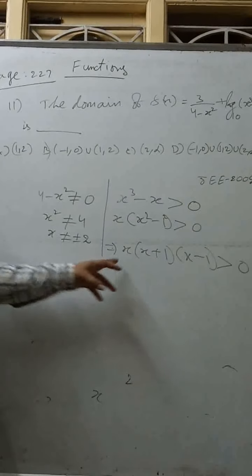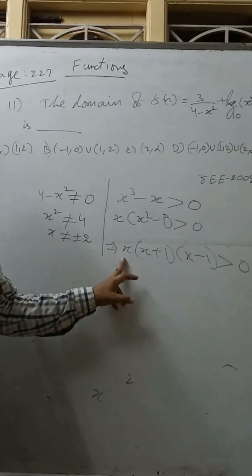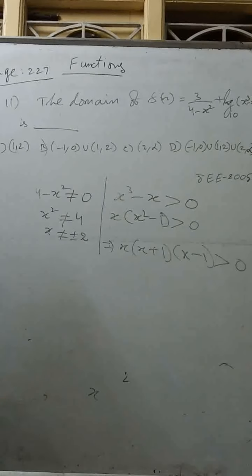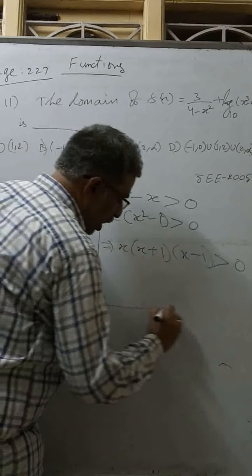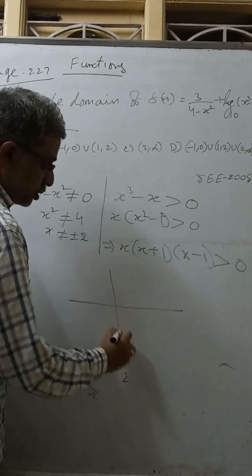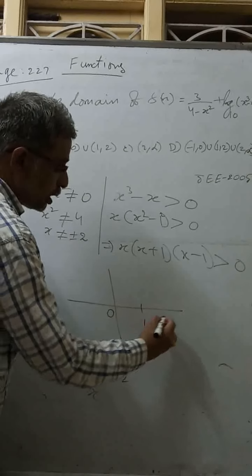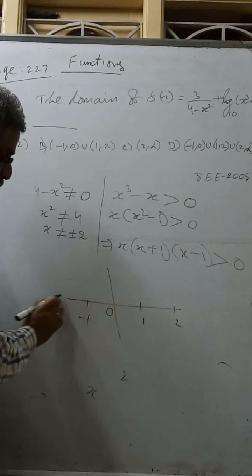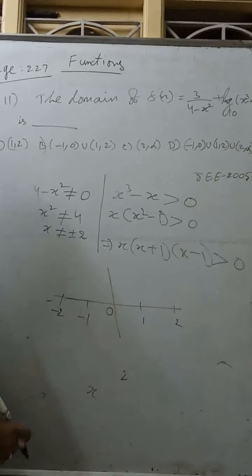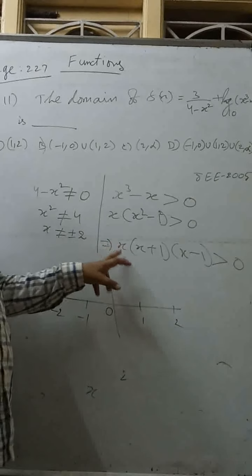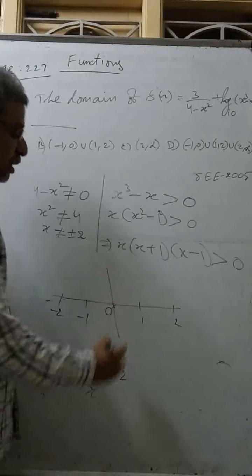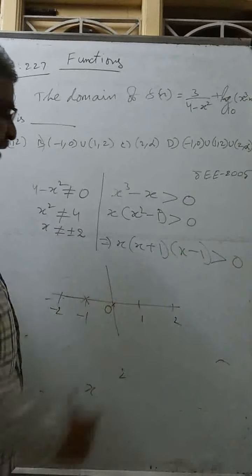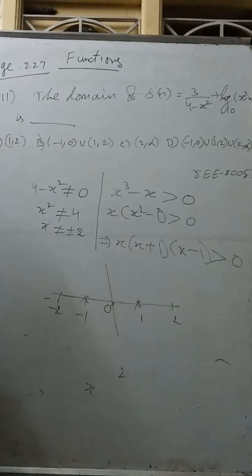So you are getting 3 factors here, x, x plus 1, x minus 1 greater than 0. So when is it possible? You can go for the wavy curve or table. So I am going for wavy curve. If this is 0, this is 1, this is 2, like this is minus 1, minus 2 like this. Now, what are the critical points here? x equal to 0 is one critical point. x plus 1 means minus 1 is one critical point. x minus 1 means x equal to 1 is another critical point.